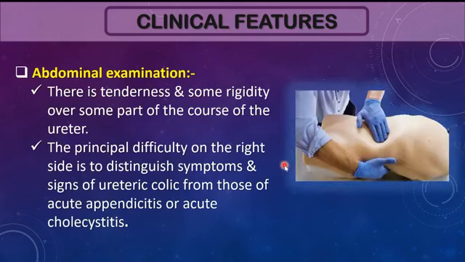On abdominal examination, there is tenderness and some rigidity over some part of the course of the ureter. The principal difficulty on the right side is to distinguish the symptoms and signs of ureteric colic from those of acute appendicitis and acute cholecystitis.